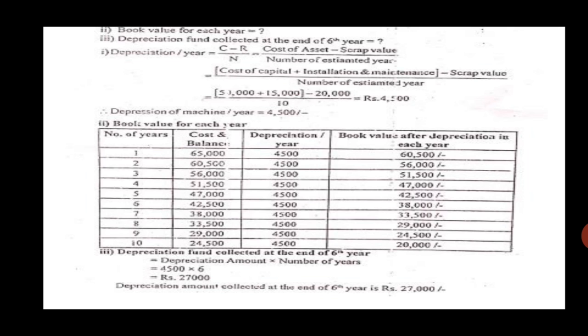So the book value of the machine, every year it will go on reducing. The first year it is 65,000 rupees, that is 50 plus 15, that is 65,000 rupees. Depreciation for that year is 4,500 rupees. So book value will become 65,000 minus 4,500, it will become 60,500 rupees. Book value after depreciation each year.